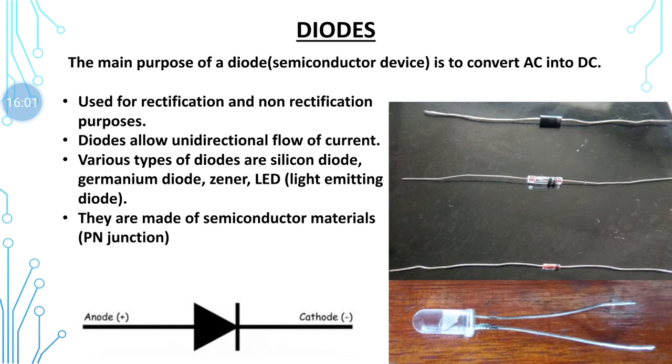Diodes. The main purpose of a diode is to convert AC into DC. It is used for rectification purposes. A diode allows unidirectional flow of current. That is, conduction of current is possible only from anode to cathode. Various types of diodes are silicon diode, germanium diode, Zener, and LED, that is light emitting diode. They are made of semiconductor materials, with a PN junction.